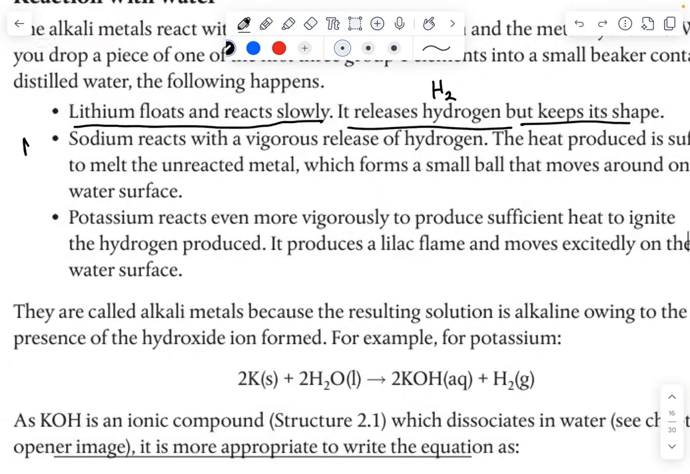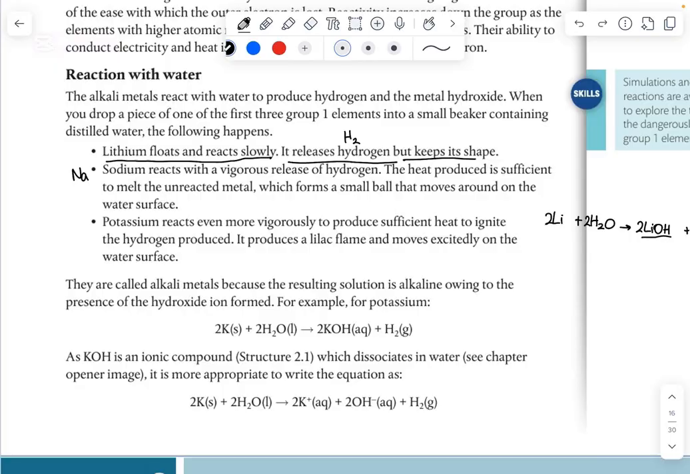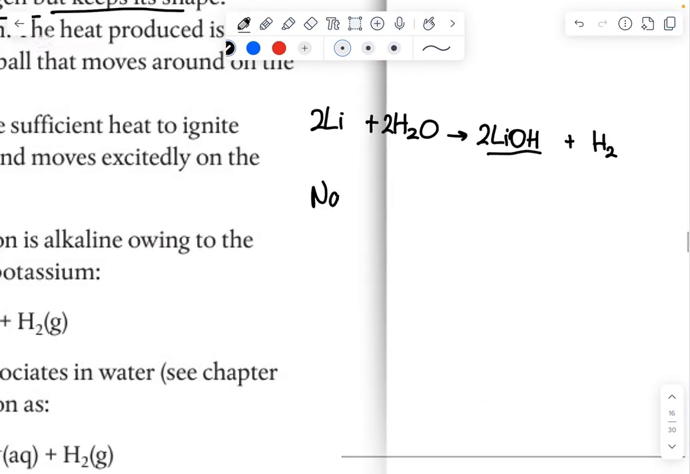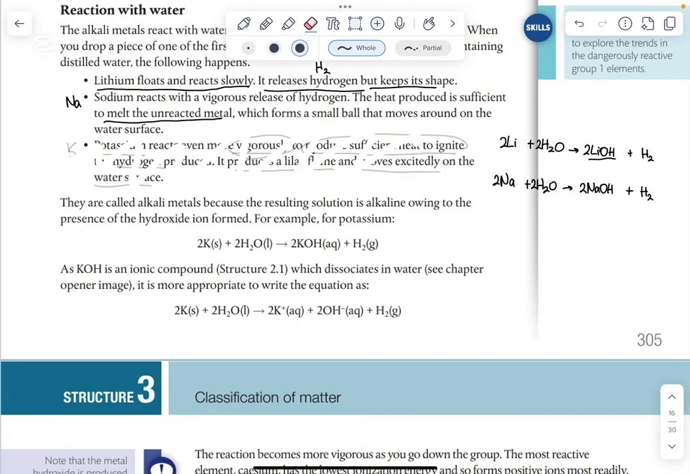Sodium reacts with water and releases hydrogen vigorously. The heat produced is sufficient to melt the unreacted metal, which forms into a small ball and moves around the water surface excitedly. Let's write down the equation for this. When it meets water, it's going to produce sodium hydroxide and H2 gas.